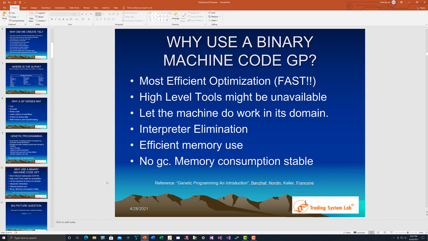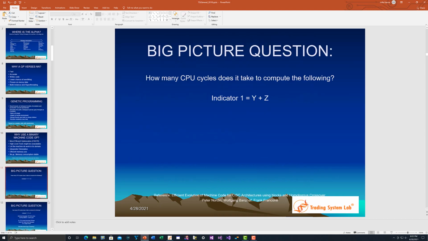So the original preprocessors were only Boolean with Trading System Lab, and they used, I believe at that time, 62 variables. Now they're using 56 variables, but we have 8 outputs. So it's a multi-input, multi-output system. It's very efficient from a memory use standpoint. There's no garbage collection, so the memory consumption is very stable because it's running at the Intel assembly code instruction set level.